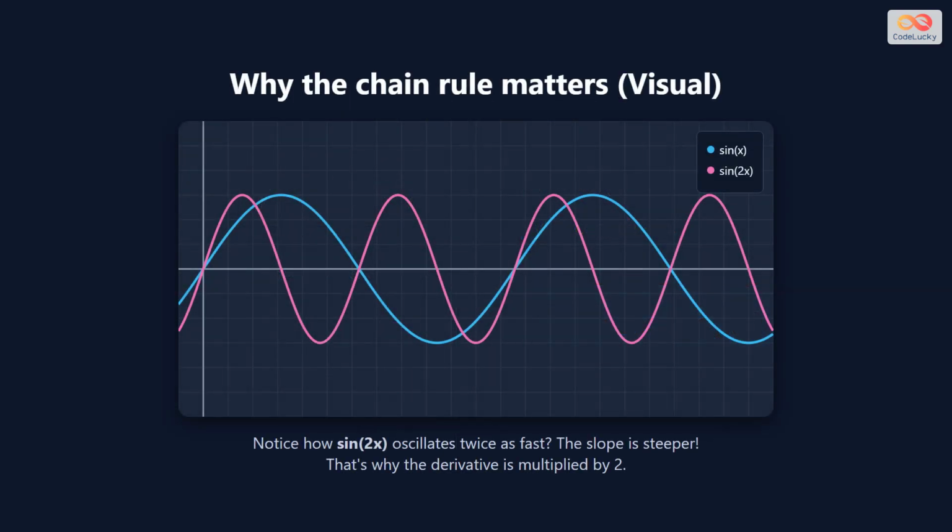Why do we multiply by that extra factor? Look at the graph. The blue line is sine of x. The pink line is sine of 2x. Notice the pink line oscillates twice as fast. That means its slope is steeper. The chain rule accounts for this steeper slope by multiplying by the inner derivative.